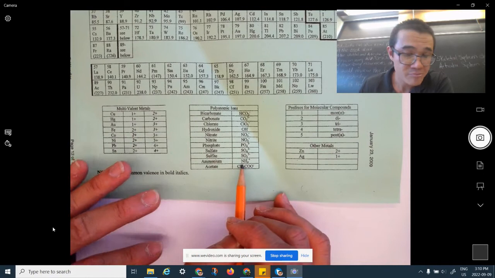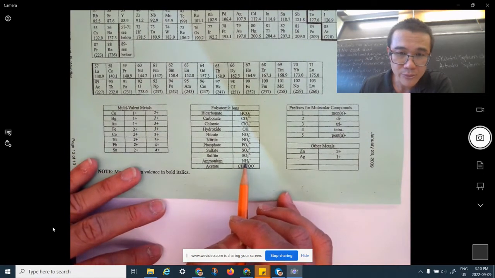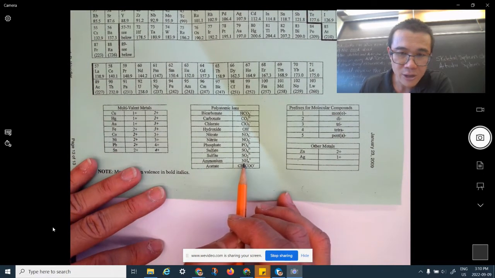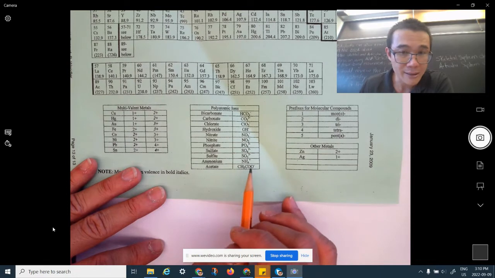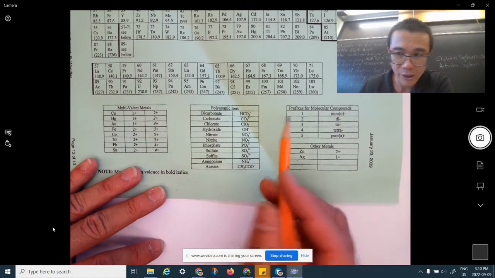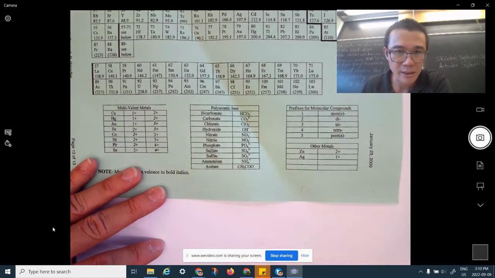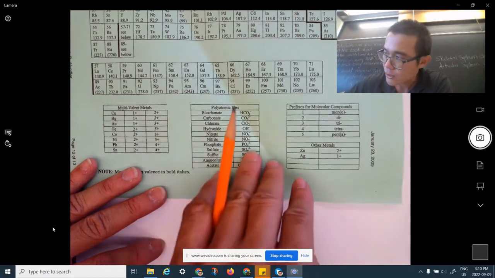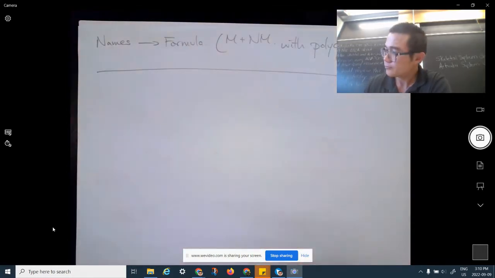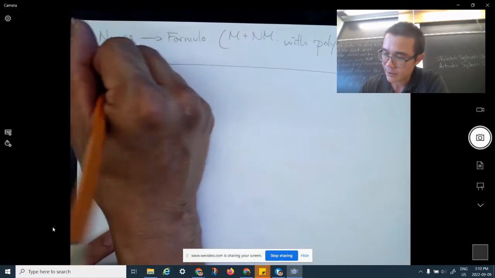Ammonium, the stuff they use to clean windows or cleaners: you have a nitrogen connected to 4 hydrogen, and we have a positive charge. That's another example of polyatomic ions. So this is a list of polyatomic ions, and now how to use them. Let's use a simple example right now.